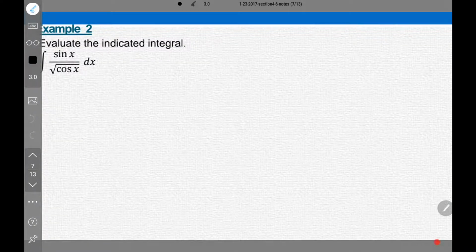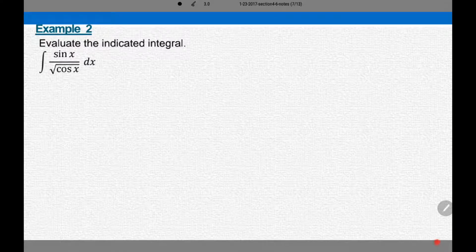So each time we look at these, we're going to be like, okay, I know this is a little bit more complicated. However, I know that sine is in the derivative of the cosine. So my substitution here, u is going to equal the cosine of x.